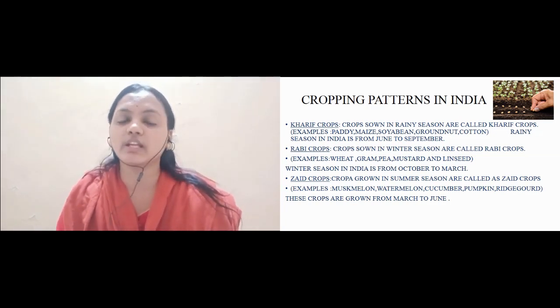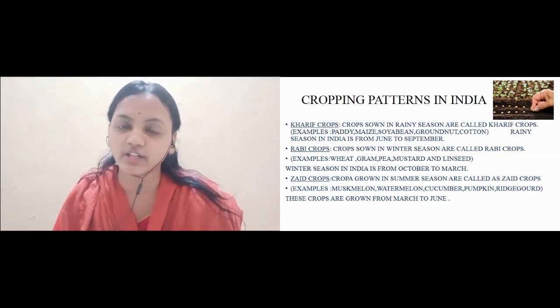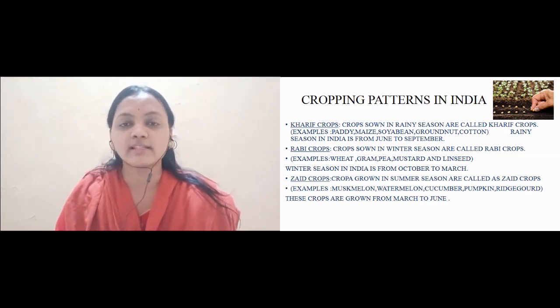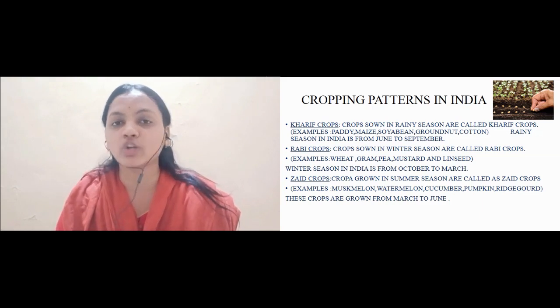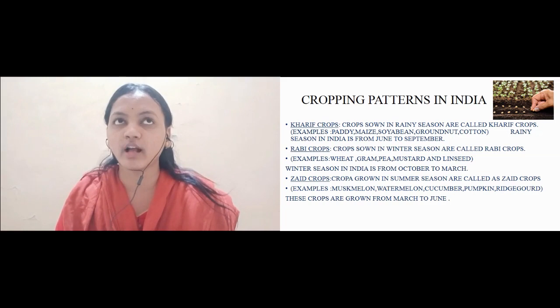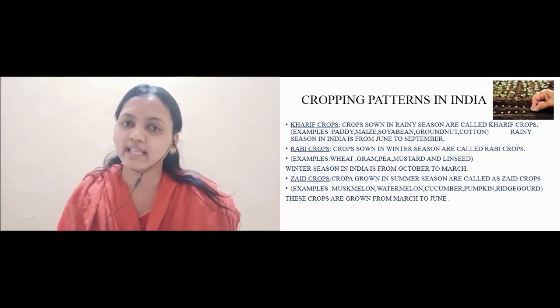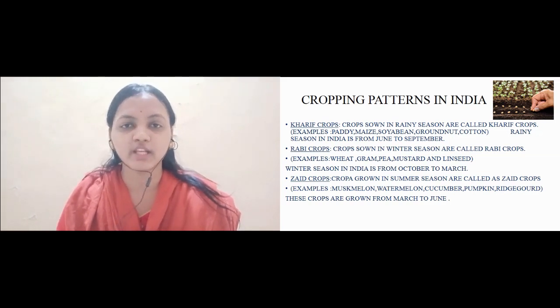So in this period, we sow certain crops which require colder conditions for their growth. Some examples of Rabi crops are wheat, gram, and linseed. These are all examples of Rabi crops.